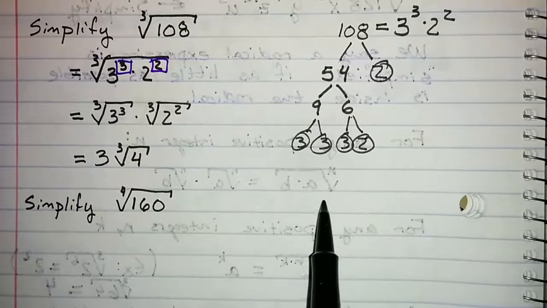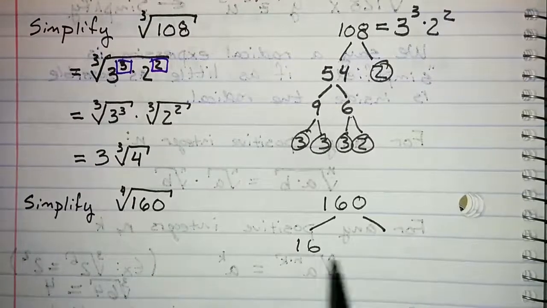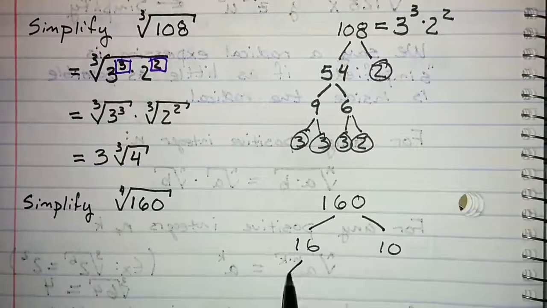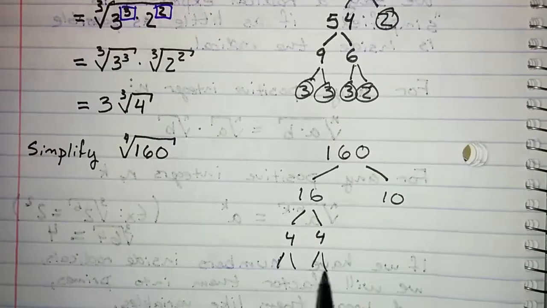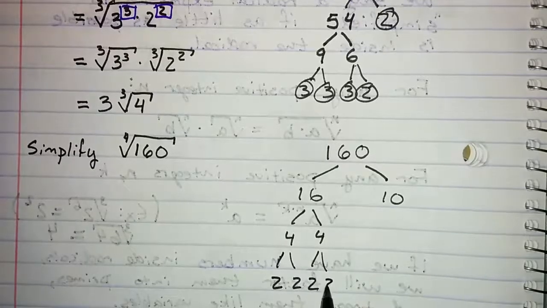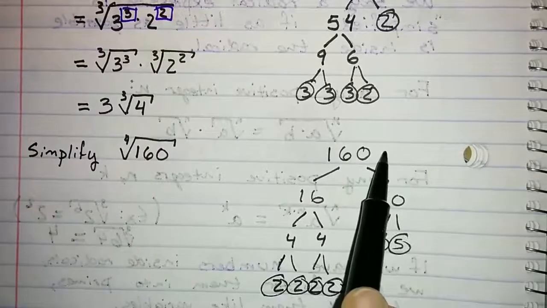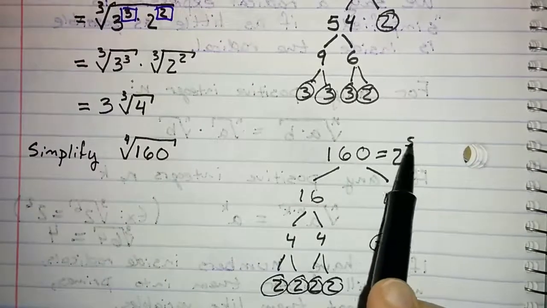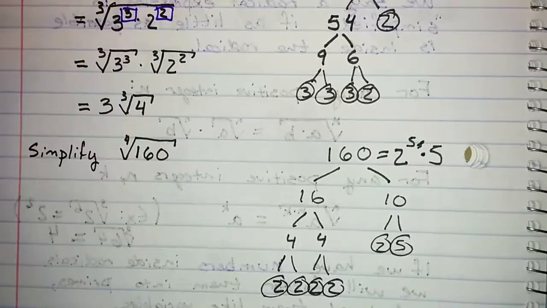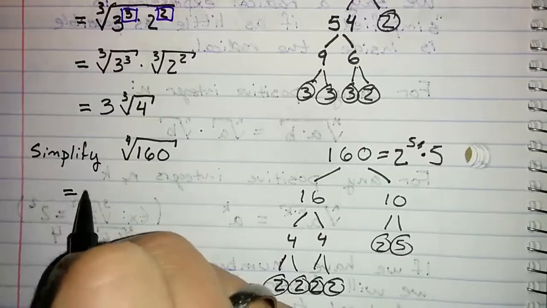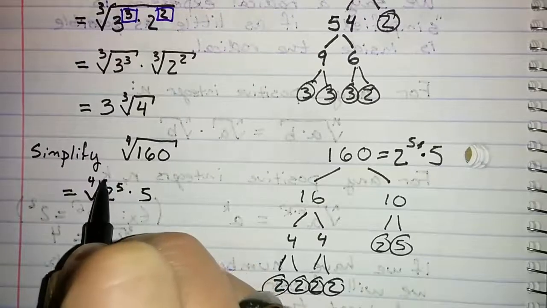All right, so 160, the most obvious pair of factors are 16 and 10. 16 is 4 times 4, so it's 2 times 2 times 2 times 2. 10 is 2 times 5. So I have 2 to the 5th times 5. This is the fourth root of 2 to the 5th times 5.